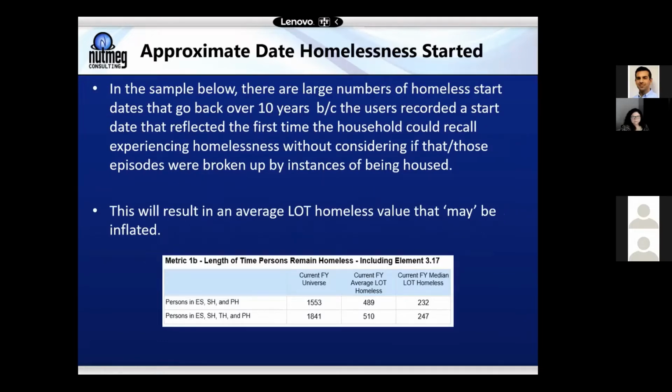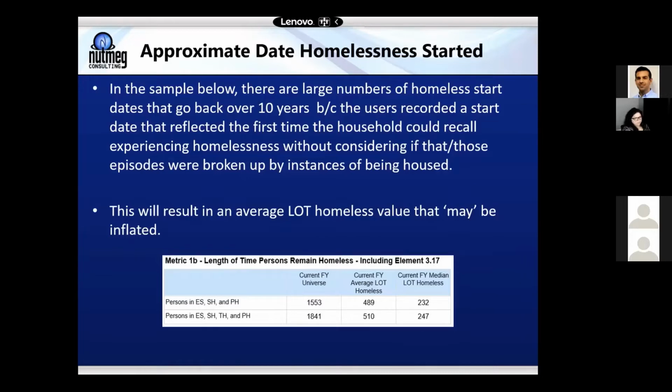So in the sample below, this is actually the actual SPM table, not from your particular community, but the SPM table metric 1B, showing how it looks at the housing move-in date and approximate homeless start date to calculate the average number of days homeless. In the sample below, there are a large number of homeless start dates that go back over 10 years. That's what's creating this large average number of days homeless. 510 is a long time in HUD's calculation for somebody to remain homeless.